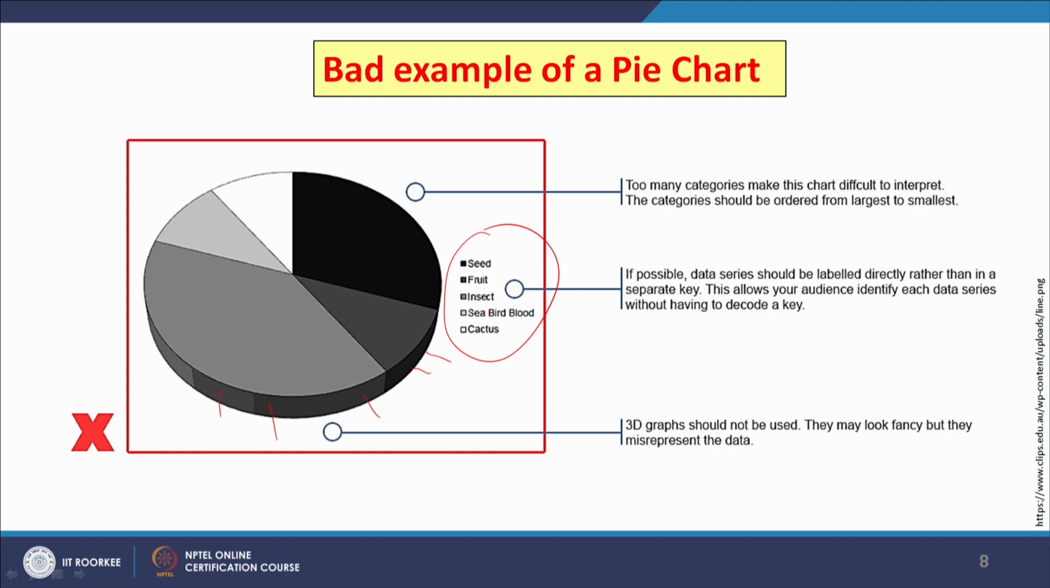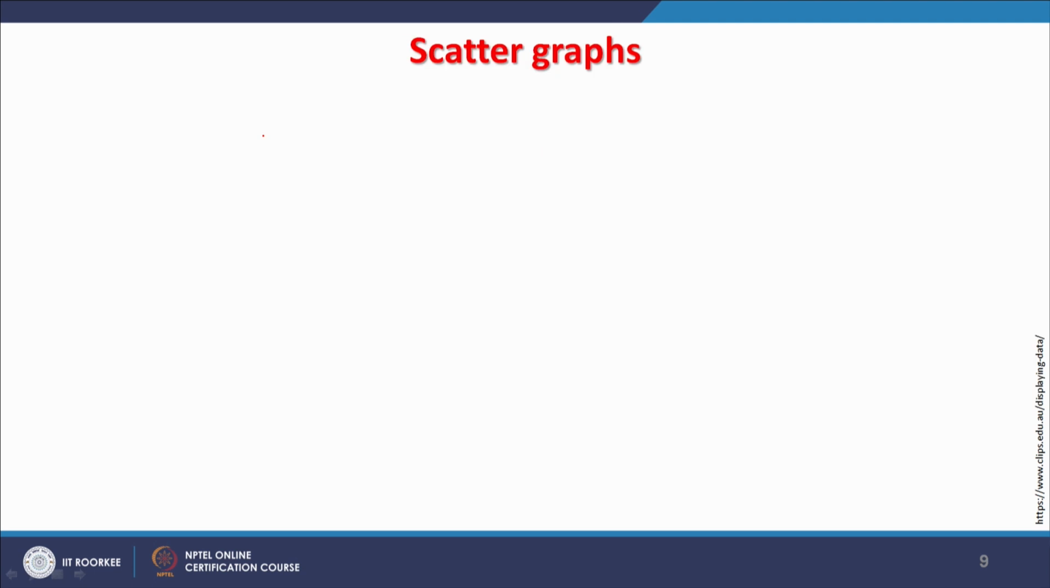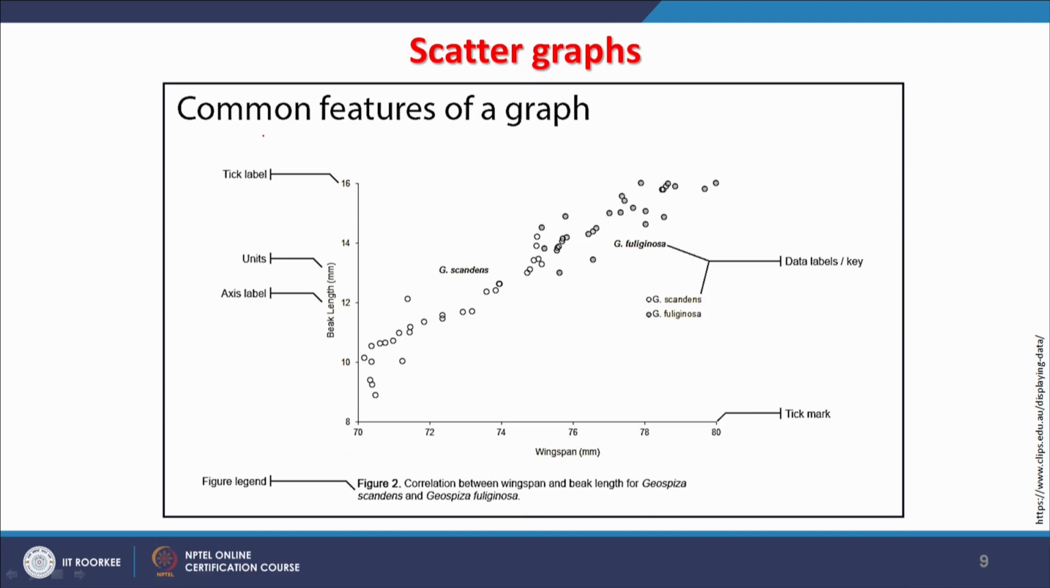So, this we consider as a bad example of a pie chart, meaning an incomplete pie chart, not giving information, but made this way because the 3D option was available. So, one is trying to do this thing.